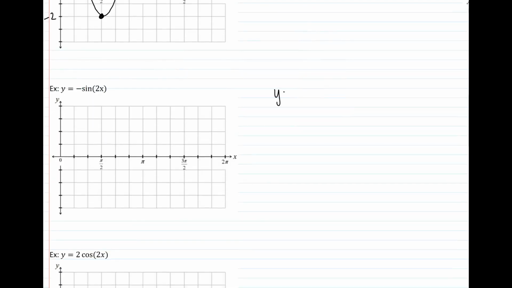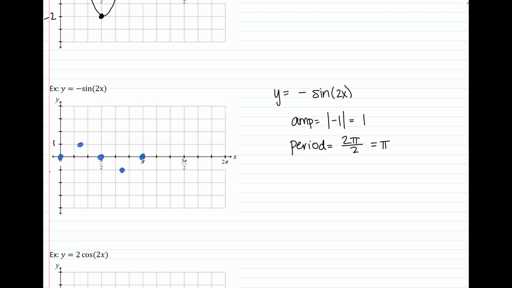All right, let's look at this next one. Y equals negative sine of 2x. So the amplitude here would be the absolute value of the number in front, which would be the absolute value of -1, which is +1. And the period would be 2 pi divided by 2, which is pi. Okay, so we're going to draw a sine curve that starts at 0, ends at pi, has an x-intercept halfway between. That's always the case. Okay, we want to go up to 1 and down to -1. So let me label my y-axis here.